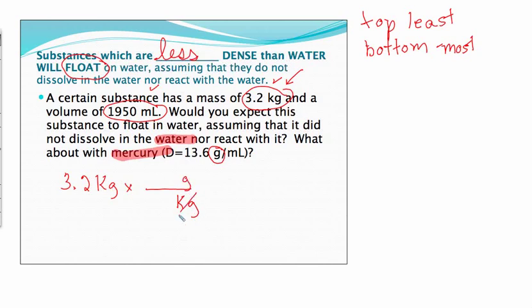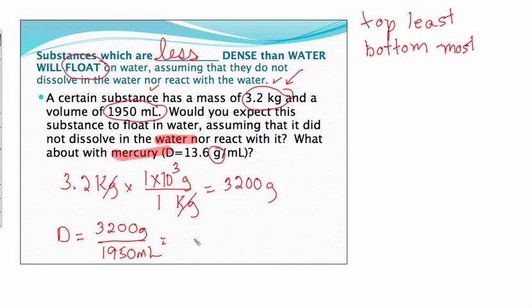So it's 3.2 kilograms. I want to get rid of kilograms, put 1 by the prefix, 1 times 10 to the third. If you don't set it up, I've seen students do it time and time again, they move the decimal in the wrong direction. So I would strongly suggest setting it up. I'm now going to plug it into my density formula. 3,200 grams divided by 1950 milliliters is 1.6 grams for every milliliter.